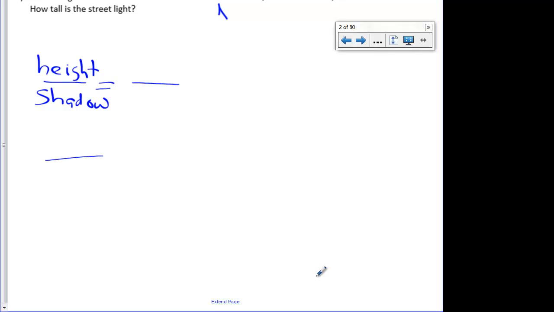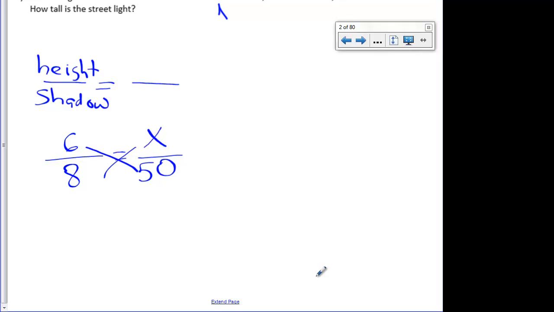So what's the height of Mr. Smith? He is 6 feet tall. What is his shadow? His shadow is 8 feet. Well, what's the height of the street light? We don't know. But what's the length of the shadow? Well, that's on the ground. We can measure that. We determine that that's 50 feet.